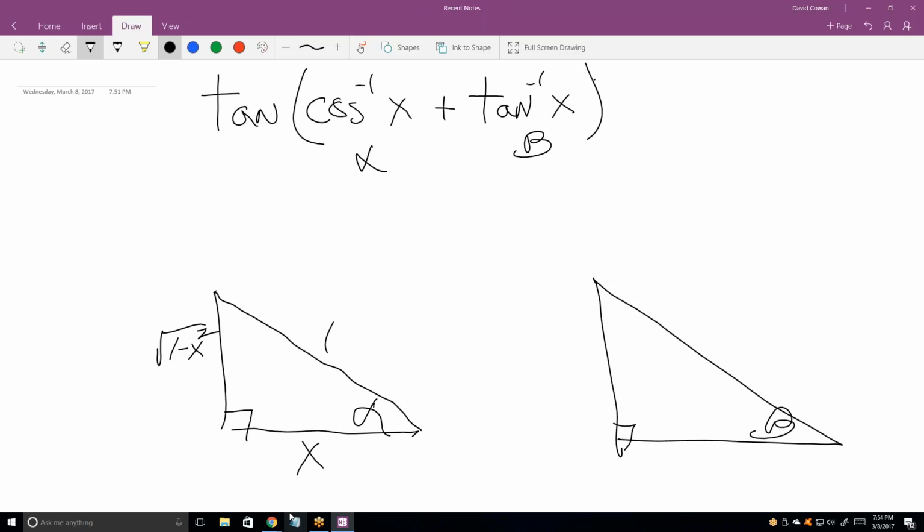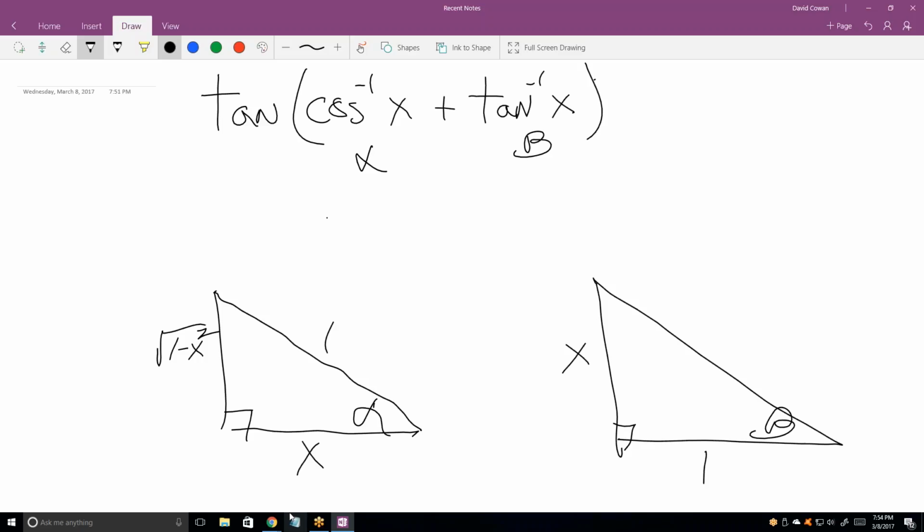Because I'm dealing with tangent, and the tangent sum and difference formula is all tangents. There are no sines and cosines in it. So I'm going to need the tangent of alpha and the tangent of beta. Well, I know what the tangent of beta is. It's x. Let's go ahead and label that. Don't really need the hypotenuse.